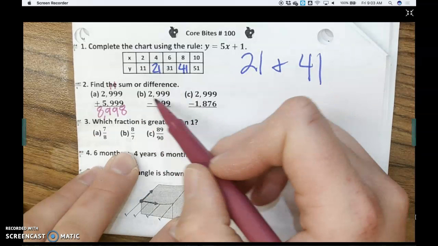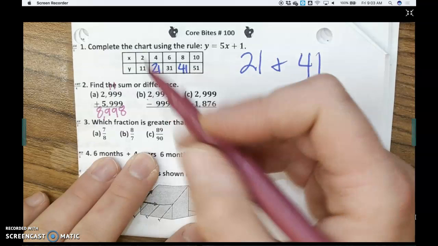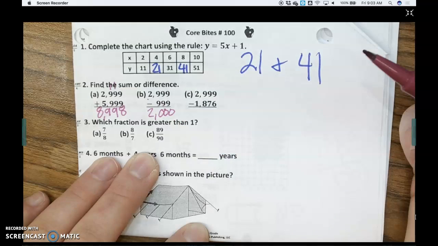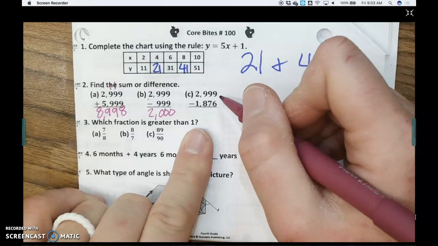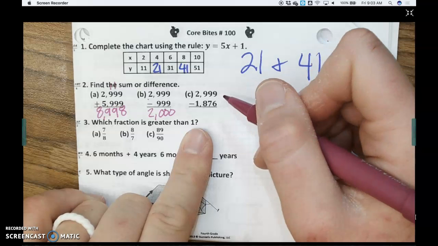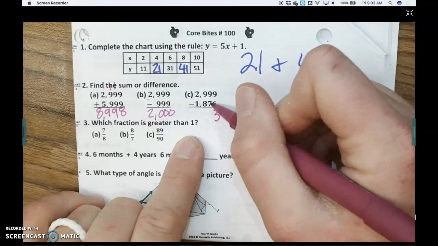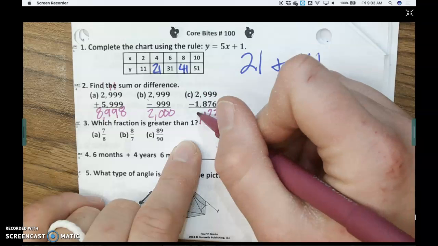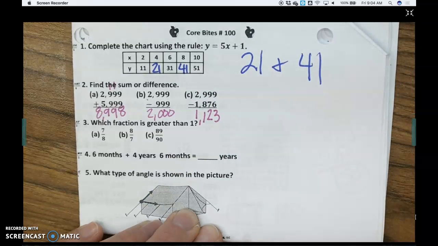So 2,999 minus 999. Your answer is 2,000 because you just take away that 999. And then over here, for your answer, you luckily are not going to have to regroup. So what you do is you just say 9 minus 6 is 3, 9 minus 7 is 2, 9 minus 8 is 1, 2 minus 1 is 1. So 1,123, okay? And then which fraction is greater than 1?